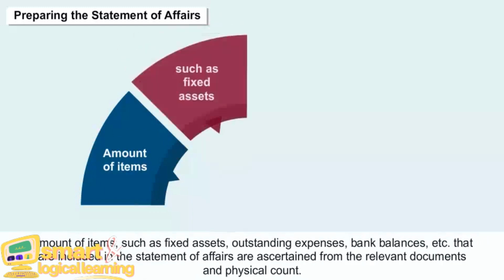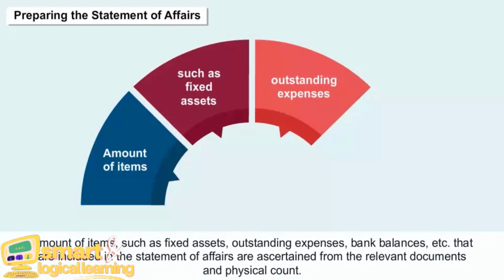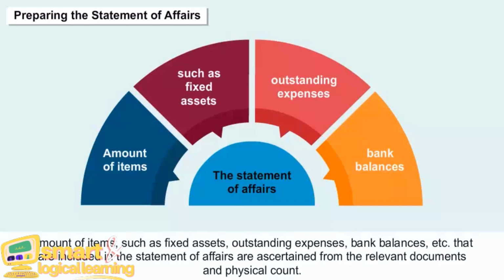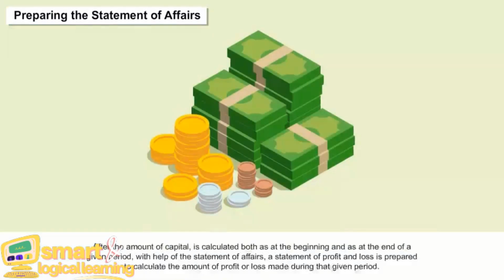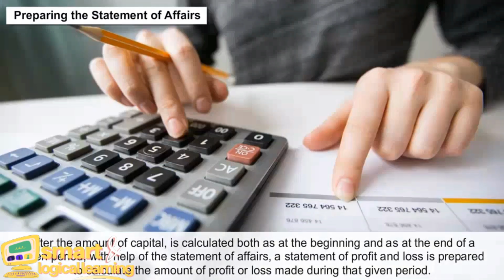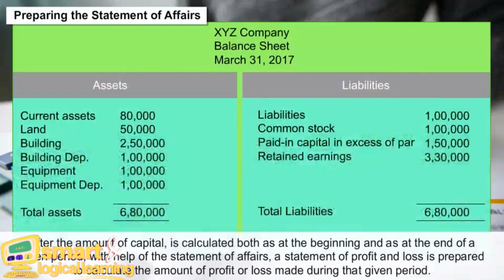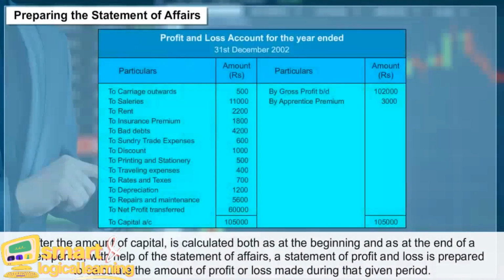Amounts of items such as fixed assets, outstanding expenses, bank balances, etc., that are included in the statement of affairs are ascertained from the relevant documents and physical count. After the amount of capital is calculated, both as at the beginning and as at the end of a given period, with the help of statement of affairs, a statement of profit and loss is prepared to calculate the amount of profit or loss made during that given period.